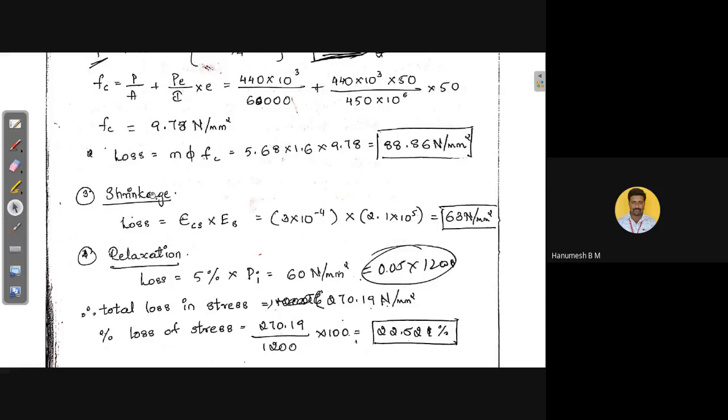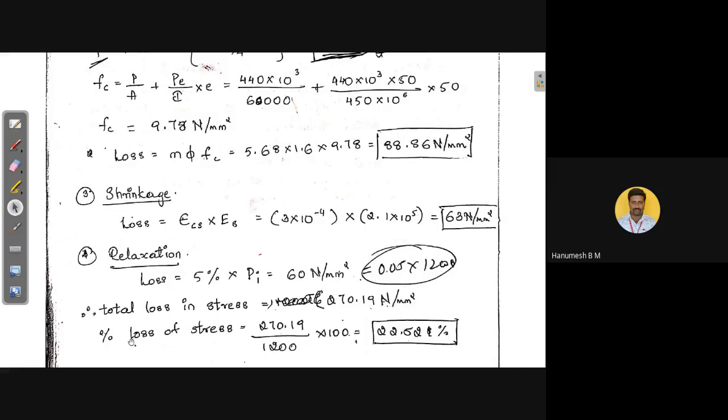Now we need to add all these four losses. Total loss is equal to loss due to relaxation, shrinkage, creep and elastic deformation. If we add all the losses, it will be 270.19 Newton per mm square. The total loss is 270.